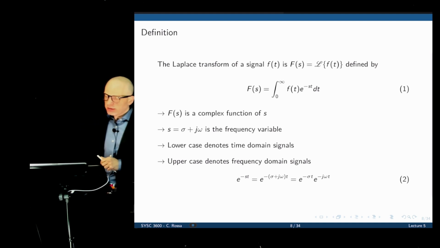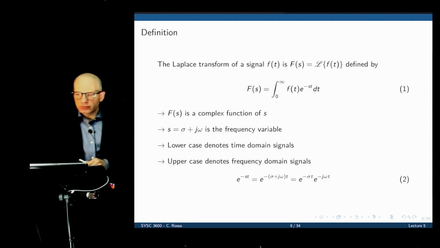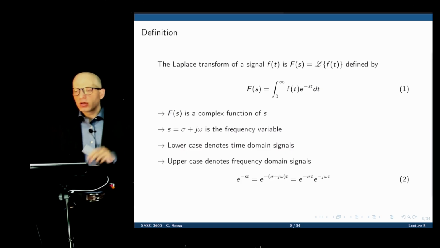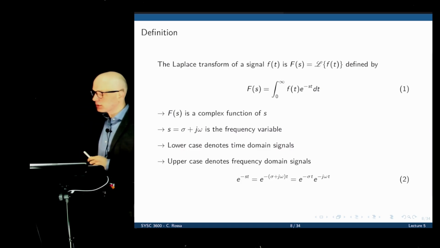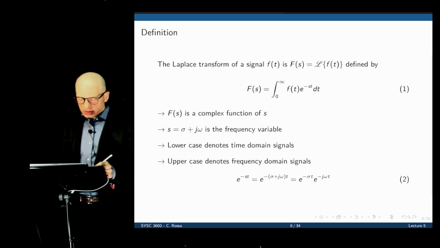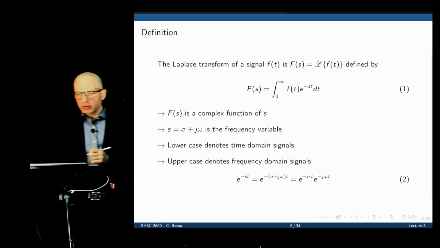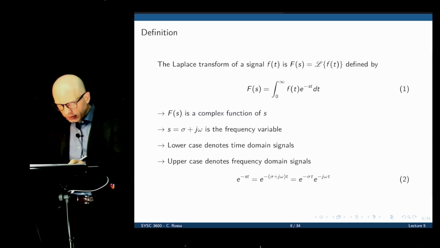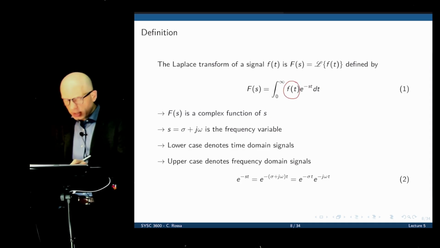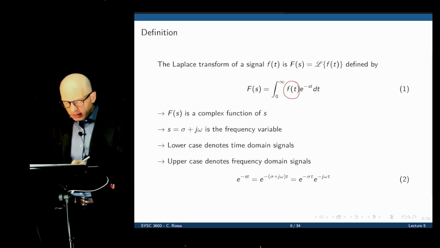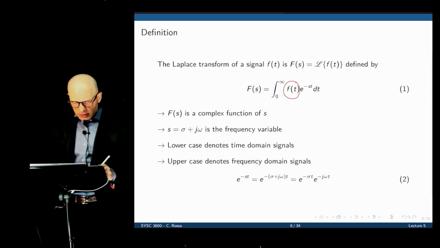Here is the definition of the Laplace transform, the mathematical definition. This is not going to make a lot of sense now. Hopefully it will make more sense in the next lecture, but here it is regardless. So the Laplace transform of any signal is defined by this integration: the integral from 0 to infinity of the function we are taking the Laplace transform of, times exponential of minus s times t.